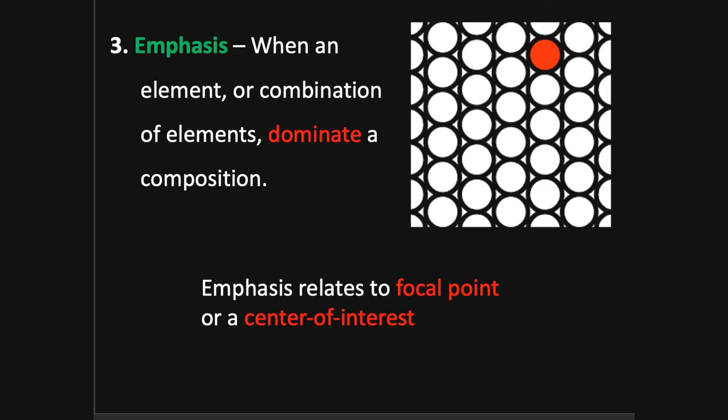Our third principle of design is emphasis. Notice how I'm emphasizing the word. When an element or combination of elements dominate a composition, that's emphasis. Emphasis is talking about a focal point or a center of interest, something that is different than the rest, that is pulling your eye right to it. In this image on the screen, you have that one red circle. Everything else is black and white, so your eye automatically goes towards that focal point.